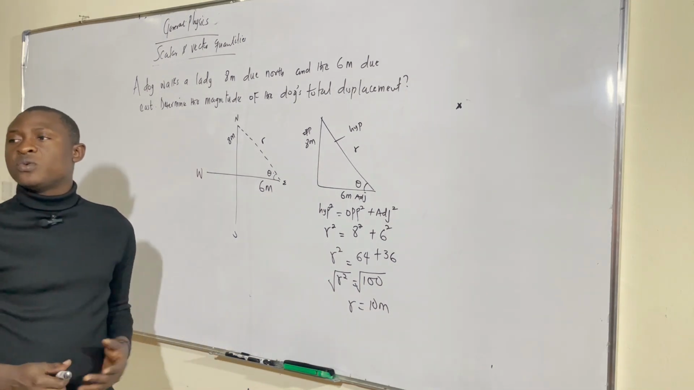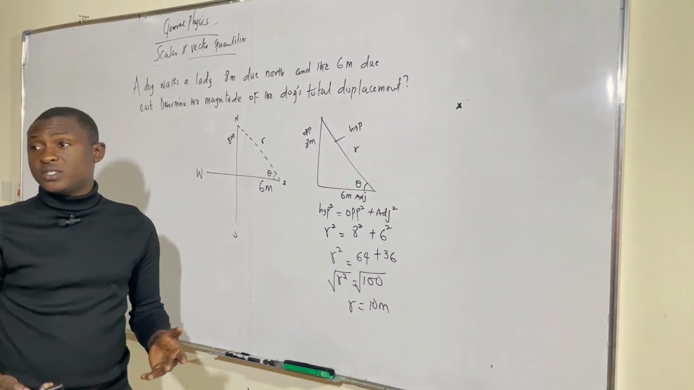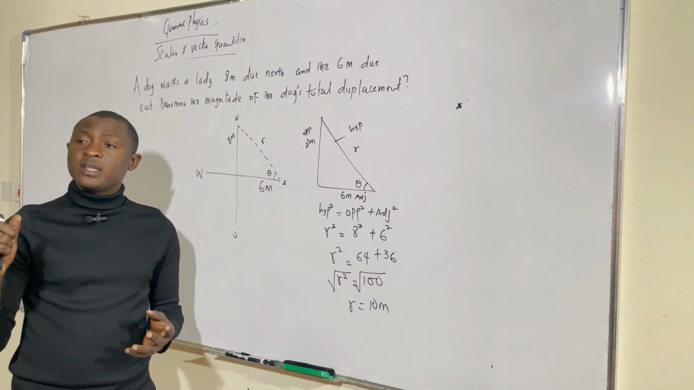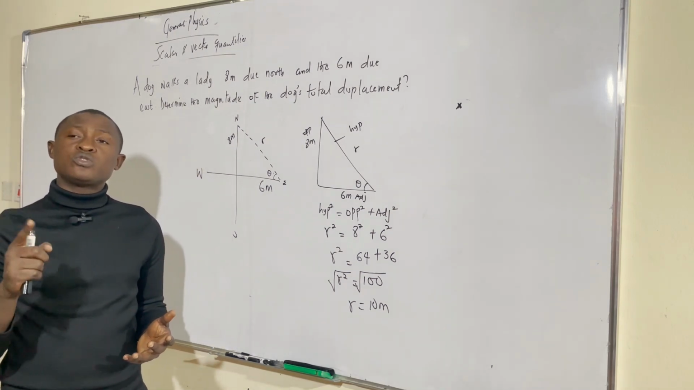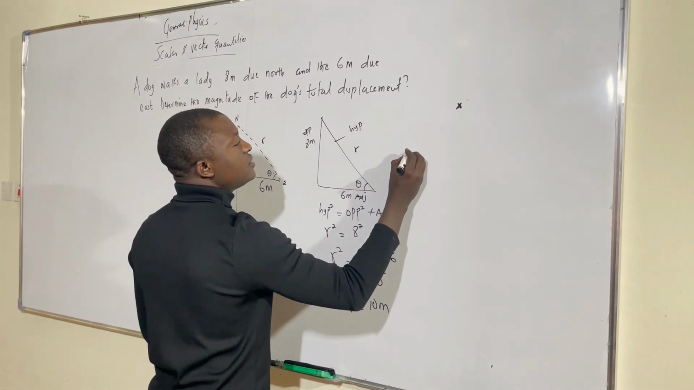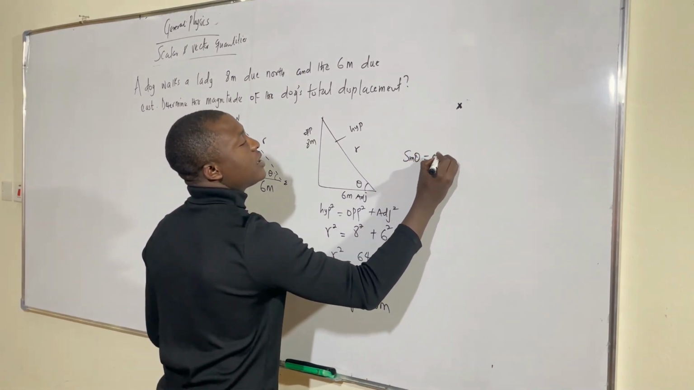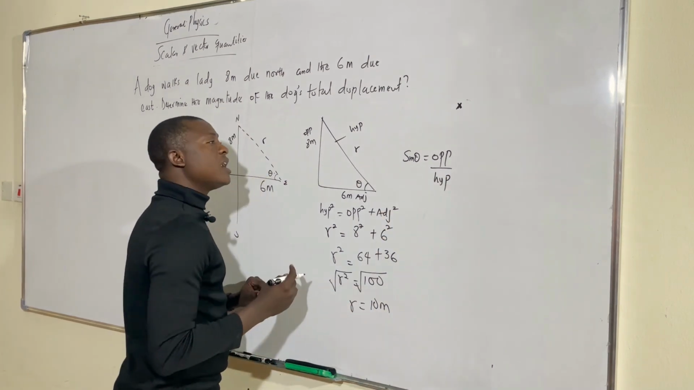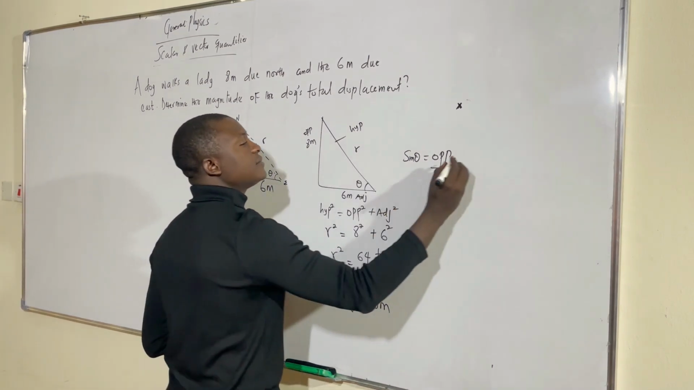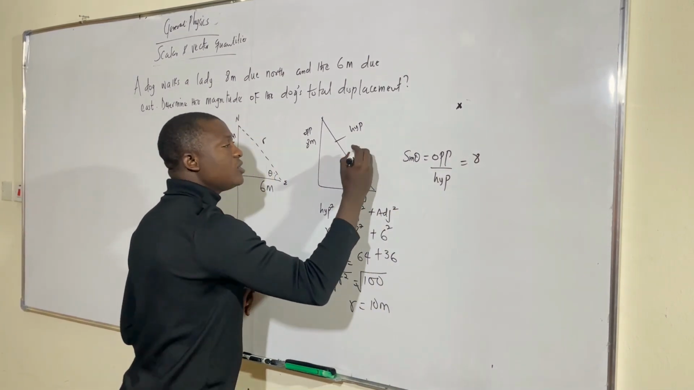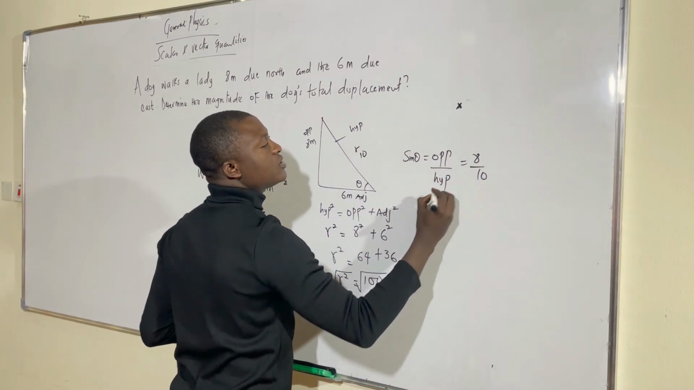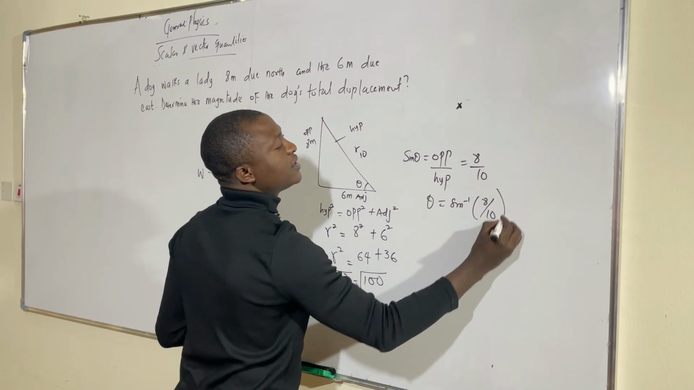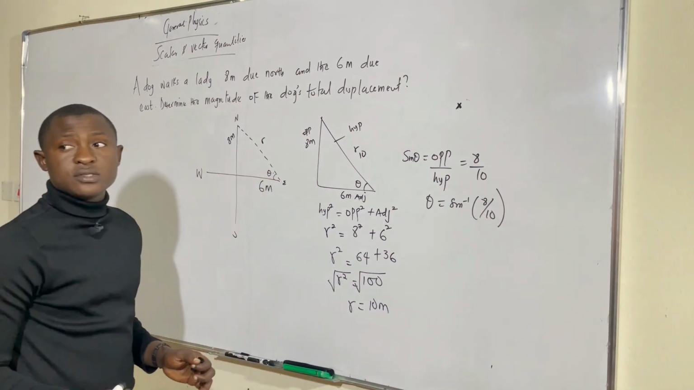You can see that it's straightforward. Even if I am asked to find the direction of this particular object, I just apply what we did in our previous video, if you watched that one, where we can use either sine or cos or tan. I can use sine here. The formula for sine is nothing but opposite over hypotenuse. So from the angle itself, the opposite is 8, and the hypotenuse is 10. So I can find theta to be sine inverse of 8 over 10 if I was asked to determine the direction. You understand?